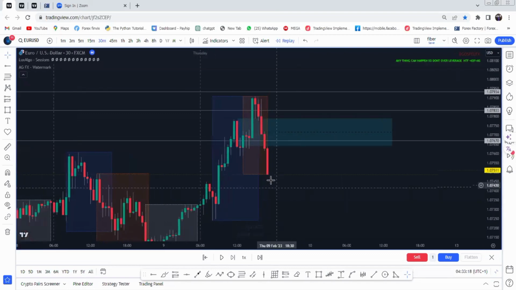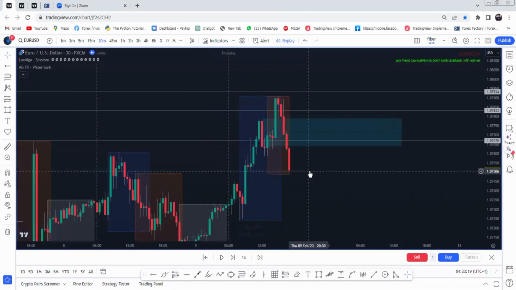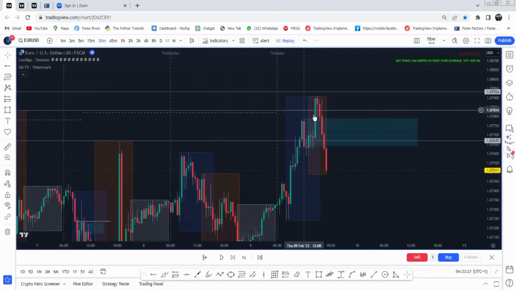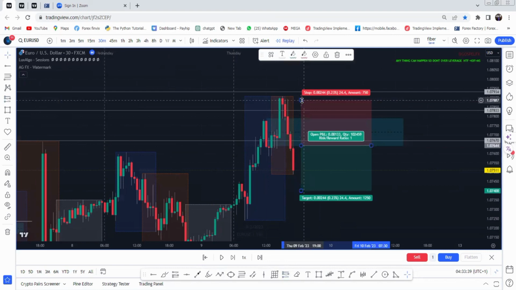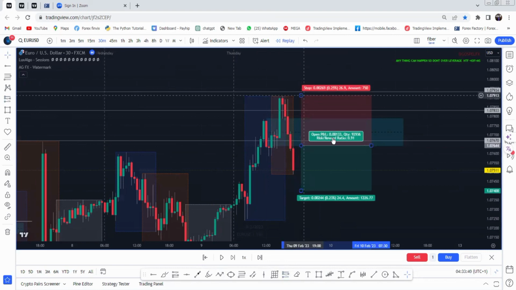All right, perfect. So we closed below that other block. So this is validating the strength from this volume gap here. So we can take a sell from, if price wants to retest this breaker here, can get an entry.